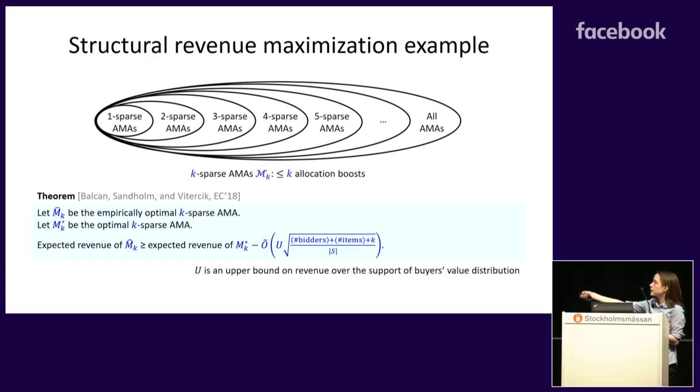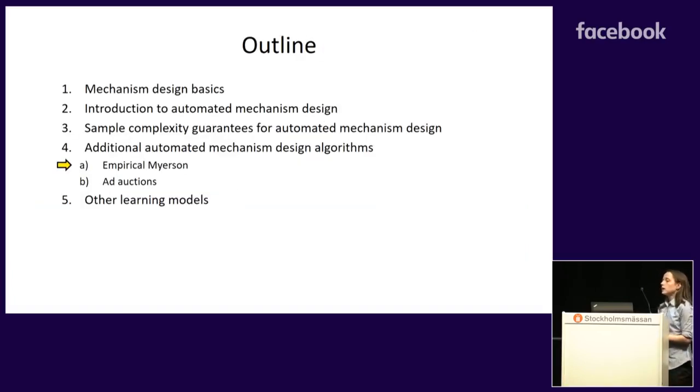So this complexity-dependent term is going to get worse and worse the further out in this hierarchy you get, but the revenue of the best k-sparse AMA is going to get better and better. So you're basically optimizing this trade-off between revenue and keeping the class simple, avoiding overfitting. So this is kind of the power of structural revenue maximization. Okay, so that's all we have for these theoretical guarantees for automated mechanism design.